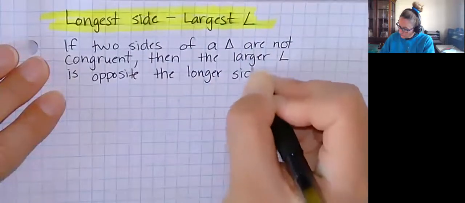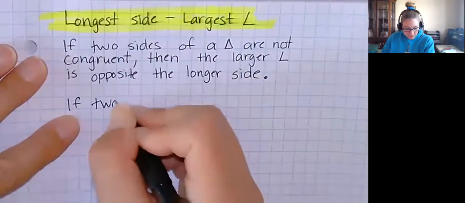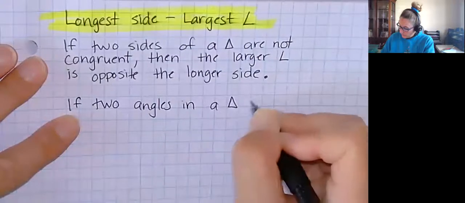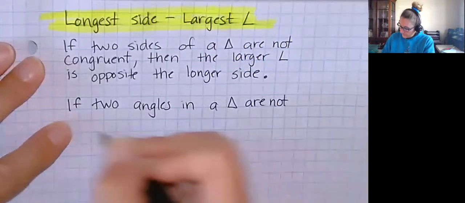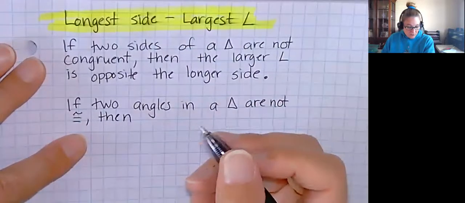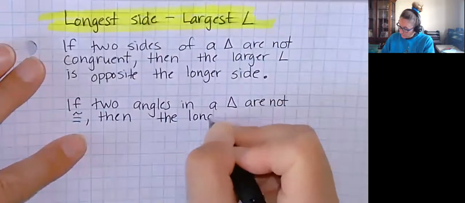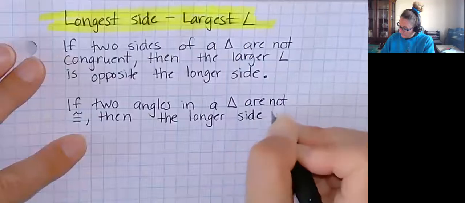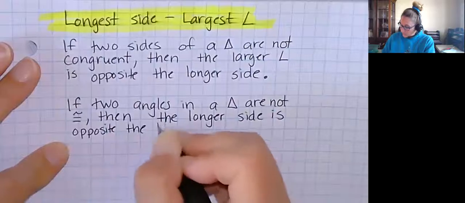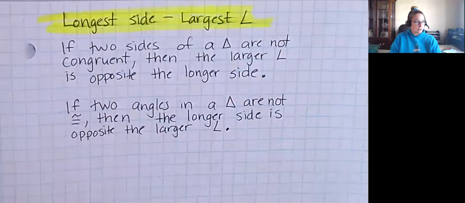And the converse is going to be true. Okay, so if two angles in a triangle are not congruent, then the longer side is opposite the larger angle. Okay, I'm going to draw a picture of that.